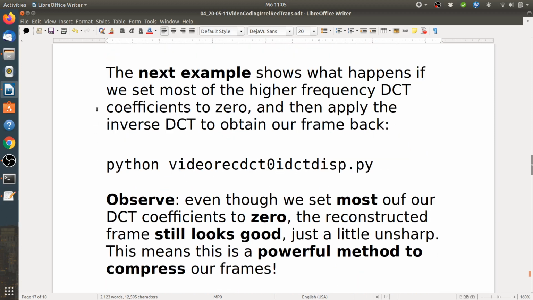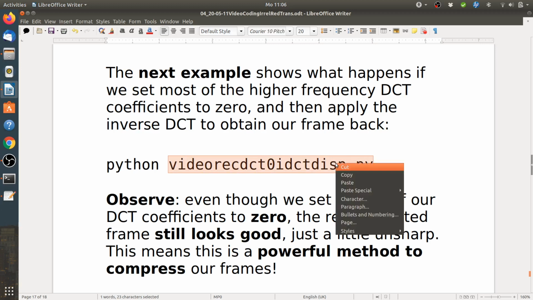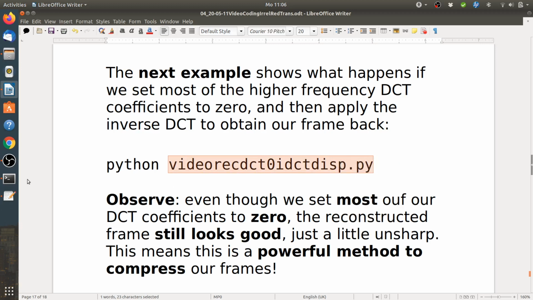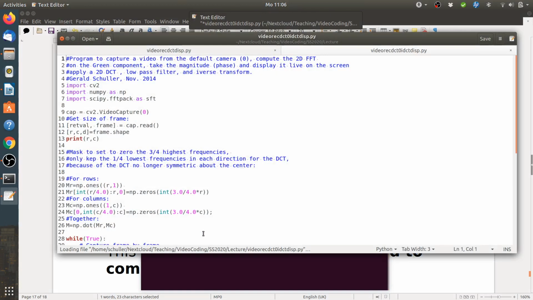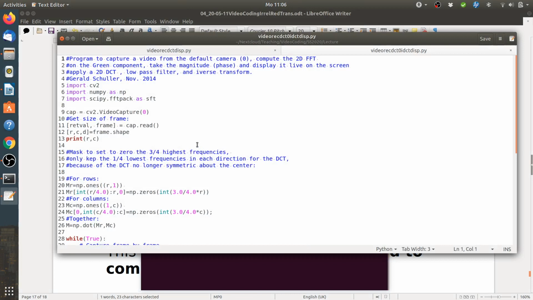Yeah, so the next example shows what happens if we set most of the higher frequency DCT coefficients to 0 and then apply the inverse DCT to obtain our frame back. So this is what this example is doing. So let me first open it again. Gedit, paste. So here you can see it starts the same.